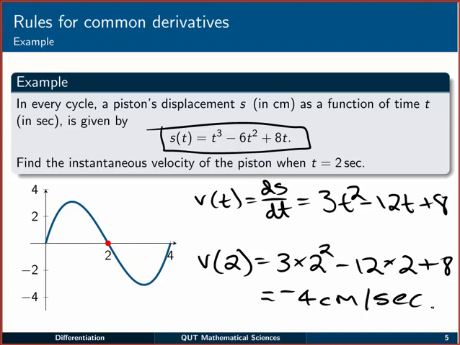Just quickly checking that that makes sense, if we look at the graph, the instantaneous velocity is given by the derivative, and its slope should be, as we can see, negative, minus 4. So it sort of makes sense. It looks like the piston is moving in a negative direction, 4 centimeters per second.